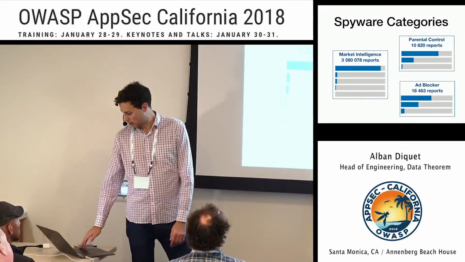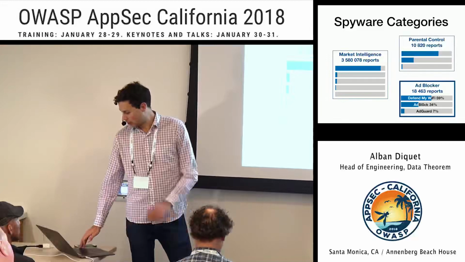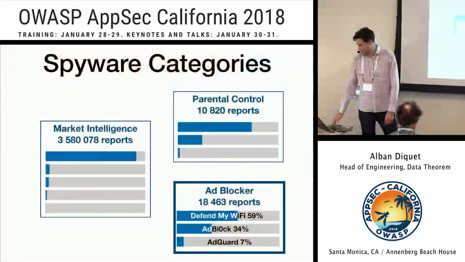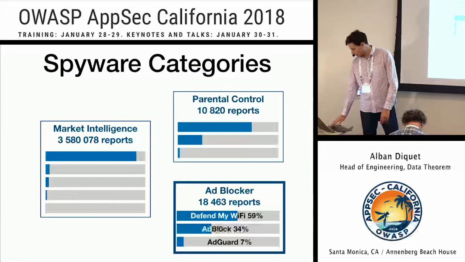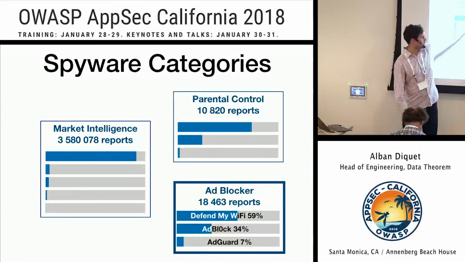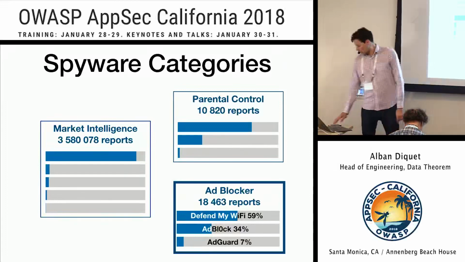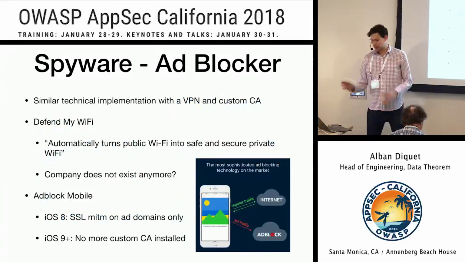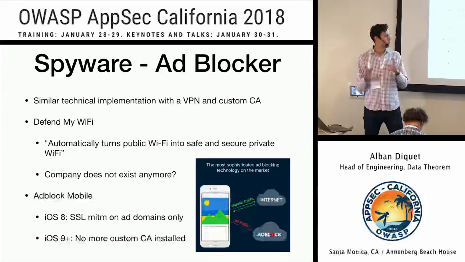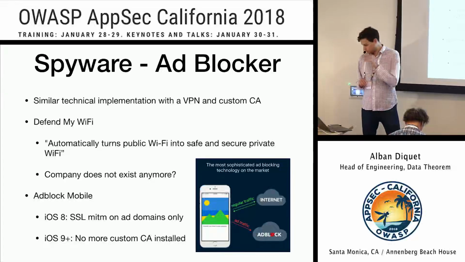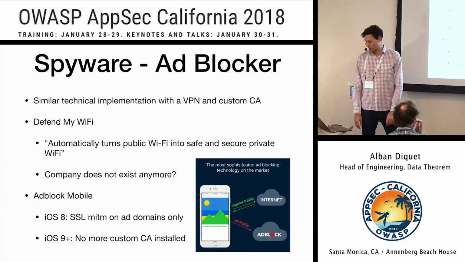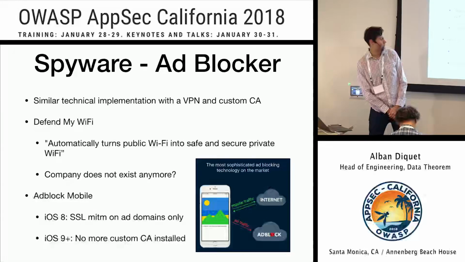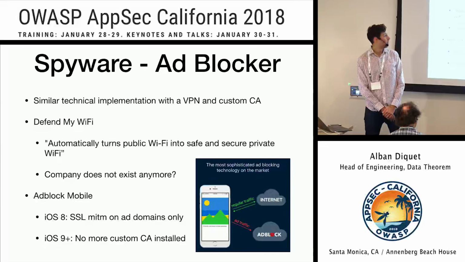So pretty interesting. And then the two last subcategories, ad blockers. I'll briefly talk about those. It's very small numbers compared to that, as you can see. The one we've seen is technically the same implementation. It puts you on a VPN with a custom CA. We've seen one on Android called Defend My Wi-Fi. Automatically turns public Wi-Fi into safe and secure private Wi-Fi. I don't know if I would agree.